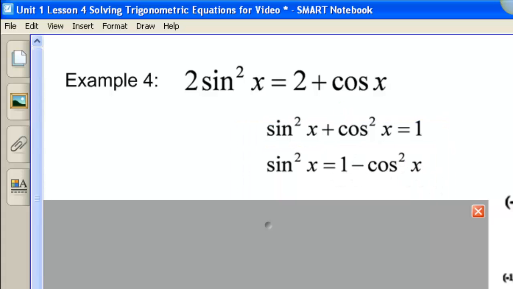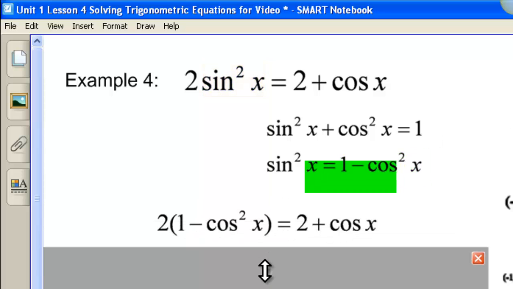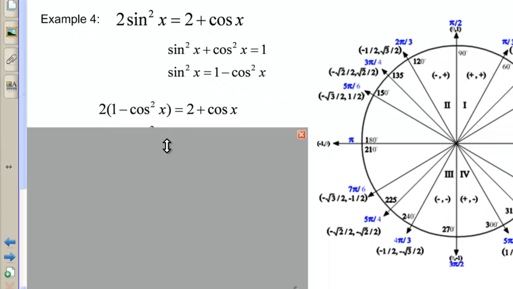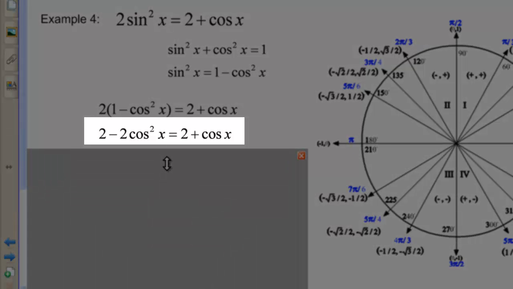minus cosine squared x. So now I'm going to substitute 1 minus cosine squared of x for the sine squared of x, yielding me with 2 times 1 minus cosine squared x equals 2 plus cosine x. And even though it looks like I kind of have a little bit of a mess, at least I have my equation all within one single trig function. So next I'm going to use the distributive property and distribute the 2. So I'm going to have 2 minus 2 cosine squared x equals 2 plus cosine x.